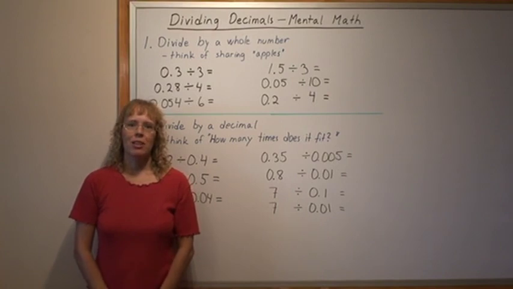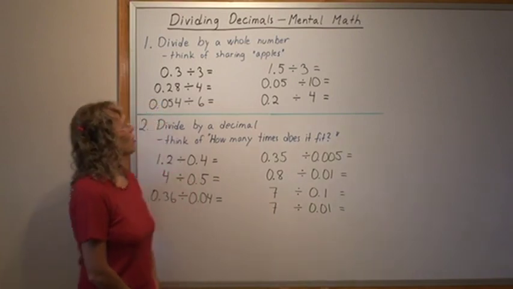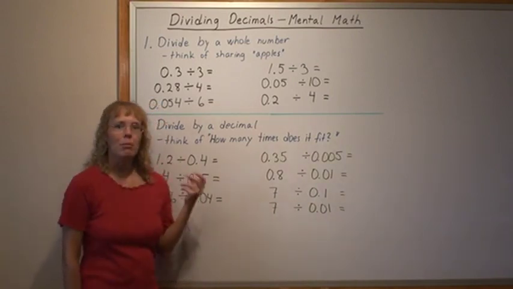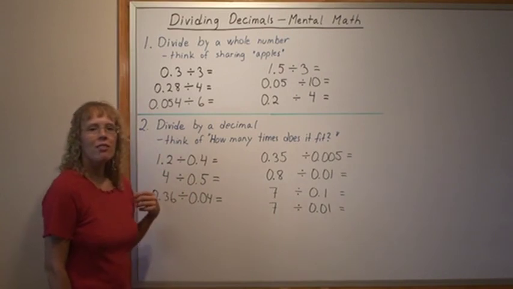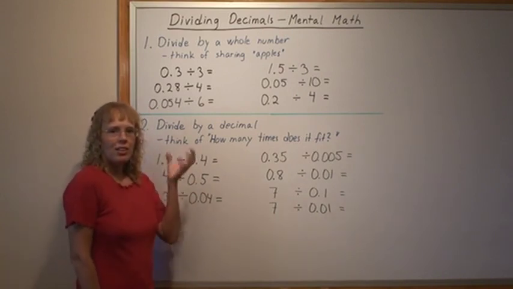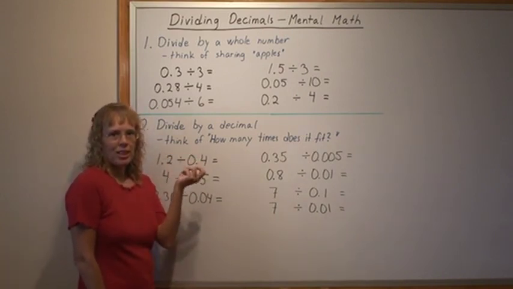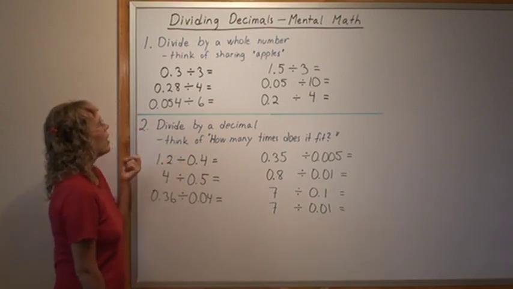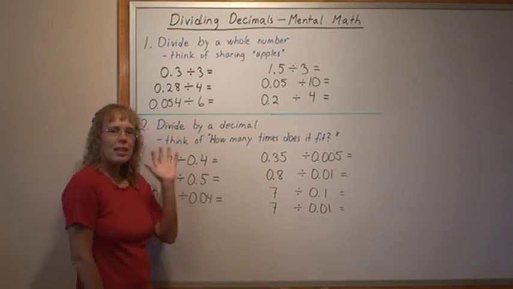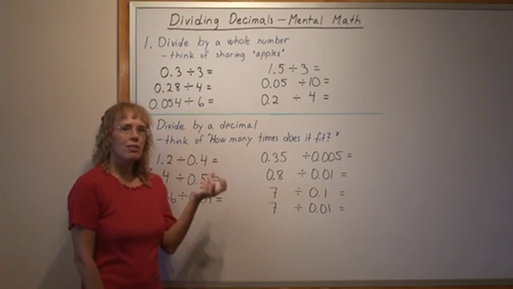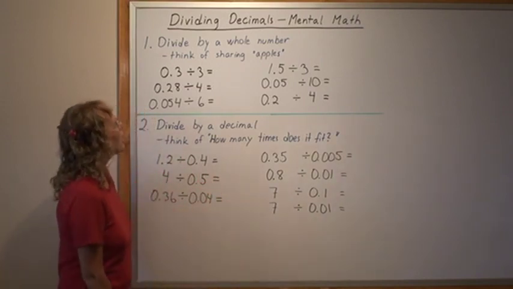In this video, we're going to look at two situations where we can use mental math to divide decimals. The first situation is where we divide a decimal by a whole number. You can think of that as having your decimal and sharing it with so many people. Think of sharing apples, but this time the apples will be tenths or hundredths or thousandths.